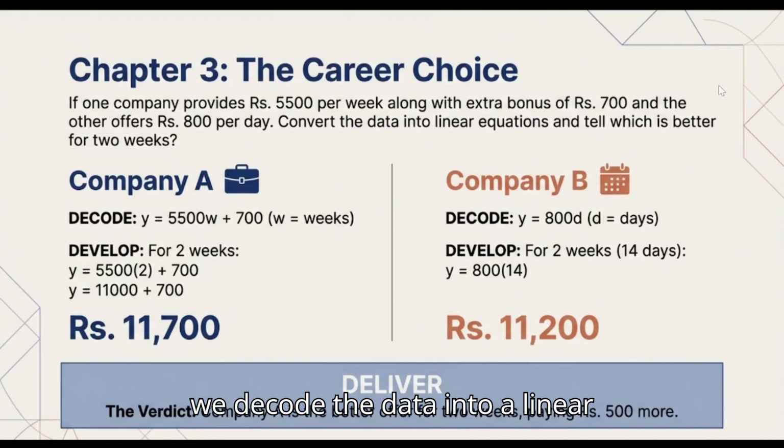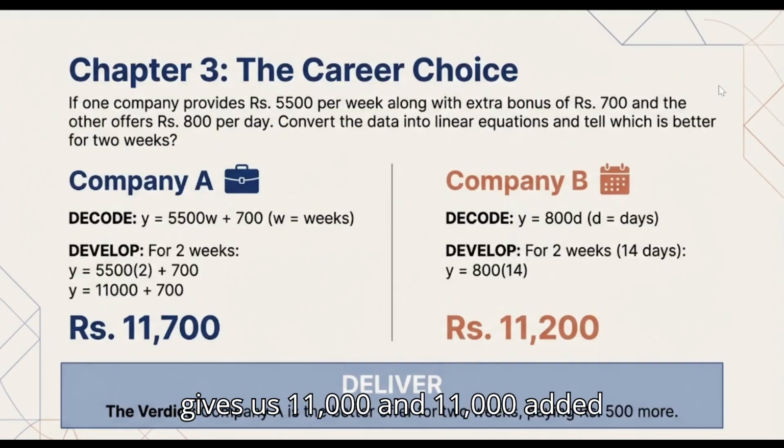Looking at the first option, which is of company A, if we decode the data into a linear equation, we get y being equal to 5500w plus 700. Here w stands for the number of weeks. For 2 weeks we need to find the value of y. So if we replace w with 2, 5500 into 2 gives us 11,000, and 11,000 added with 700 is 11,700.